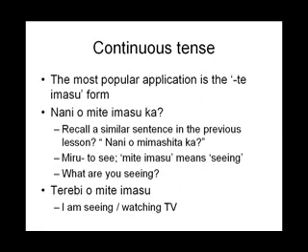The te imas form is perhaps the most widely used application among the te forms. When used with imas, the meaning is simply one of the continuous tense of the verb in the te form. Look at the first example. Nani wo mitaimasu ka? Do you recall a similar sentence in the previous lesson? We said Nani wo mimashita ka? Miru means to see, mitaimasu means seeing. Nani wo mitaimasu ka means what are you seeing?